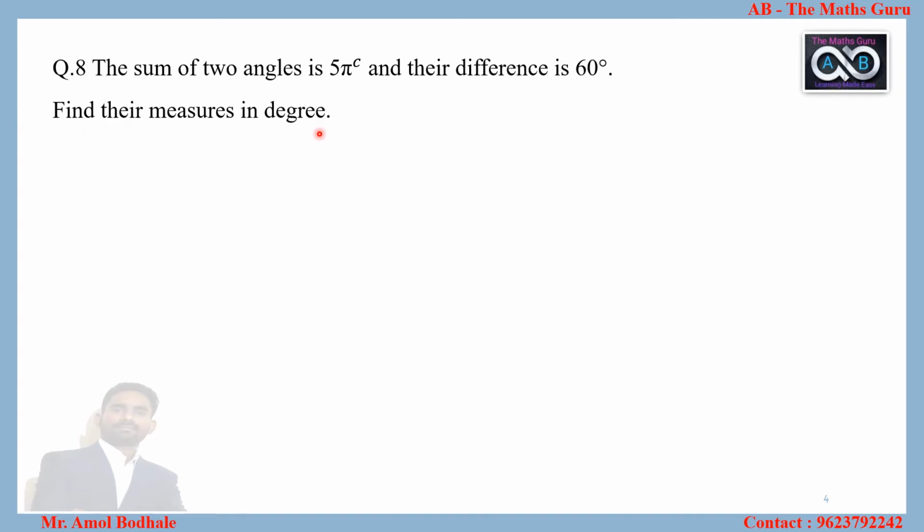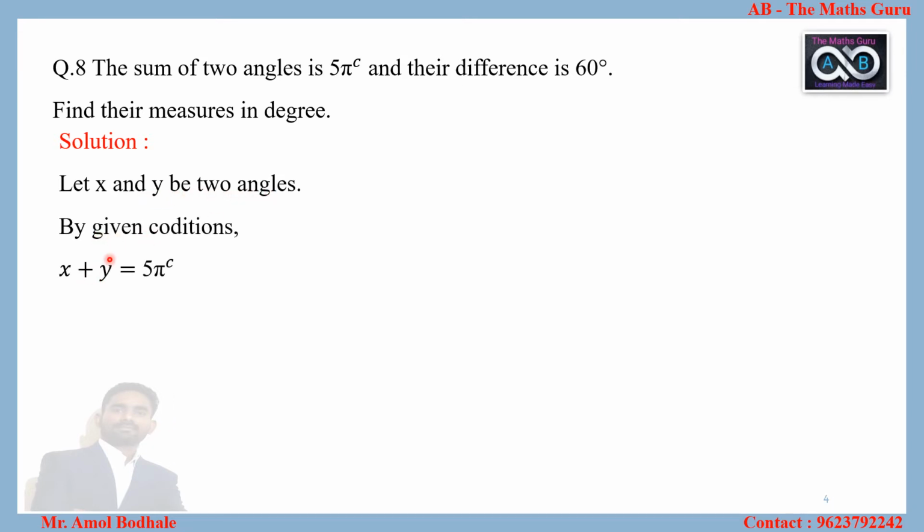So here we are given the sum and difference of two angles. So we can suppose these two angles are, say, any variable x, y, or any variable like a, b. So let x and y be two angles. By the given condition, their sum, that is x plus y, is 5 pi radian.